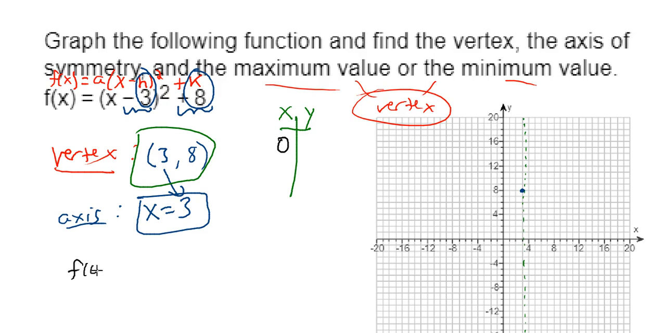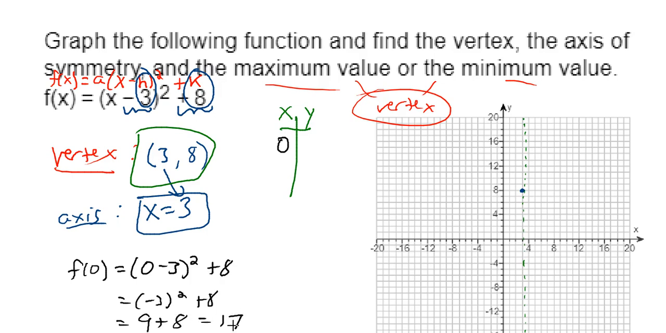So we'll have f of 0 equals 0 minus 3 squared plus 8. That's going to be negative 3 squared plus 8, which will be 9 plus 8, which will be 17. All right, so negative 3 squared is positive 9. 9 plus 8 will give me 17, which does barely fit within my graph window. So we have 0, 17.